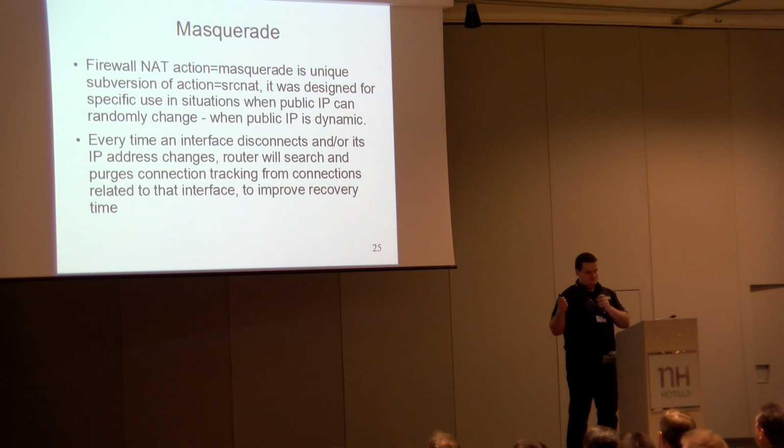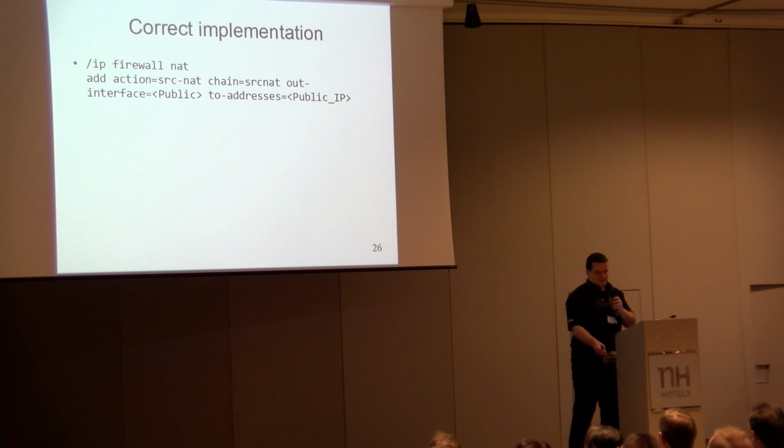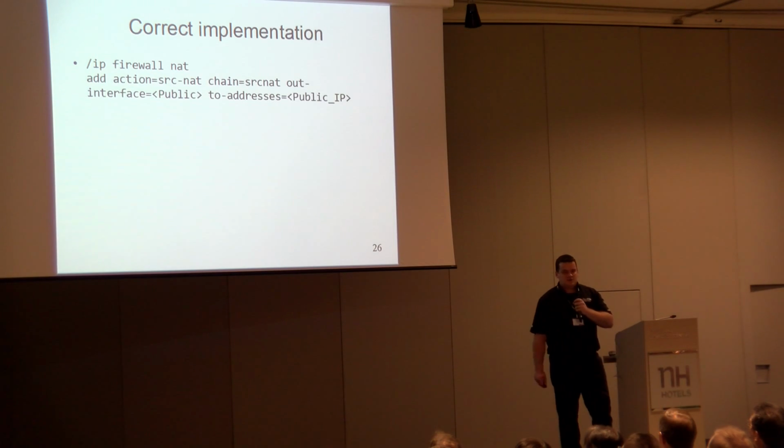So the correct implementation is very simple. You have a static IP address, use source NAT instead of Masquerade. Because right now, there's a trend: why use source NAT if we can Masquerade? And Masquerade everything in every direction and so on. And you guys don't realize that it's actually quite a big problem.